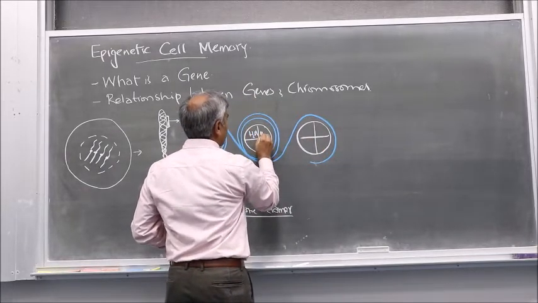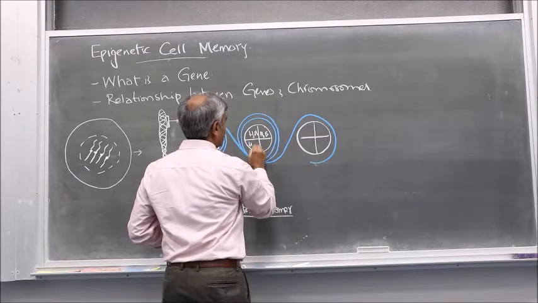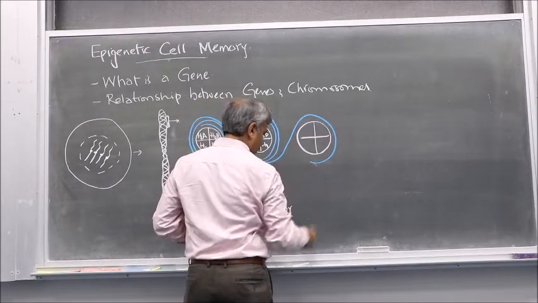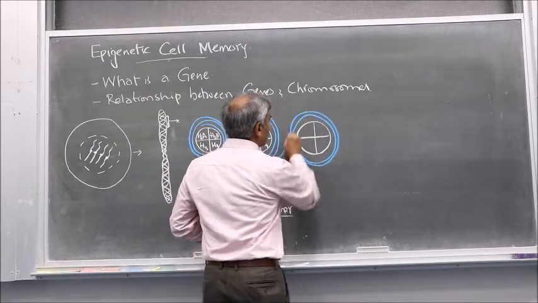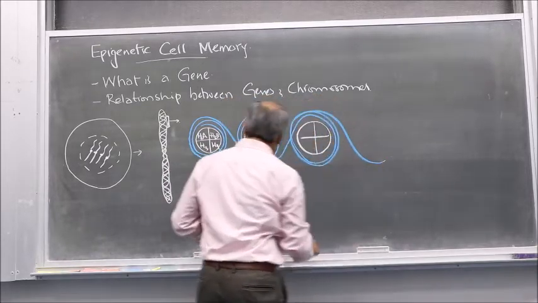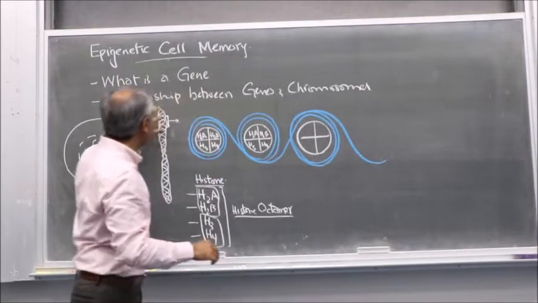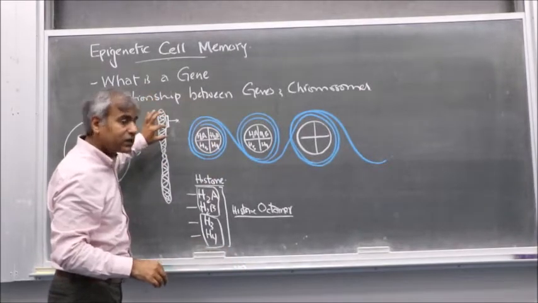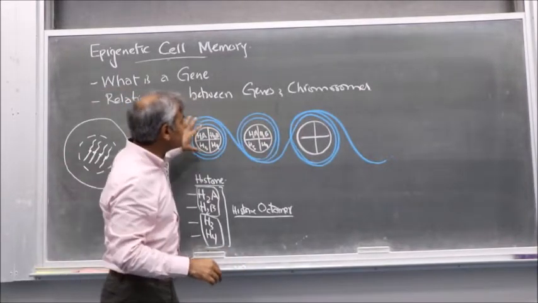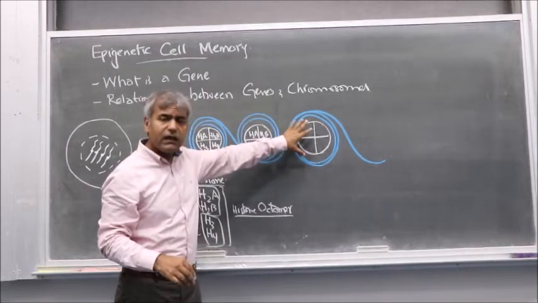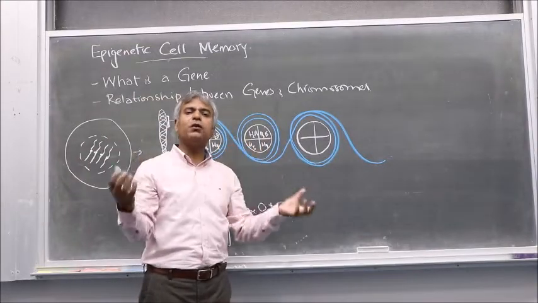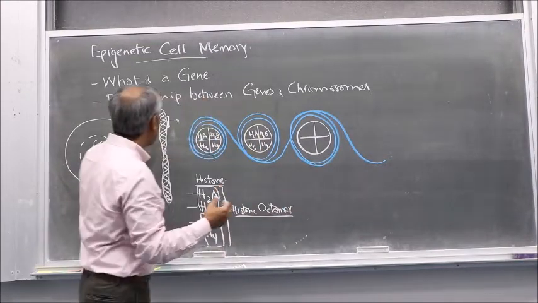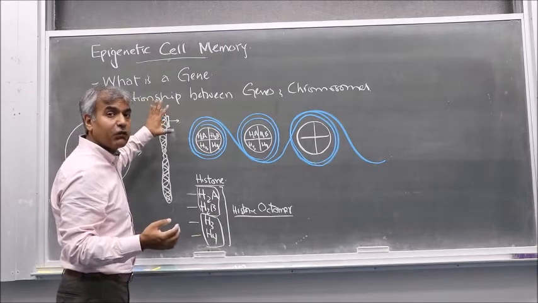H2A, H2B, H3, H4, and so on. And DNA, so on, it goes like this. And this is how this thread-like structure is formed. And DNA packaged in this manner undergoes many folds, many higher order structures, before it becomes visible to us in the form of a chromosome.